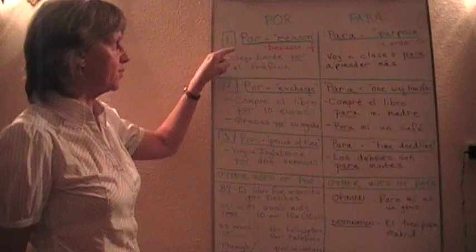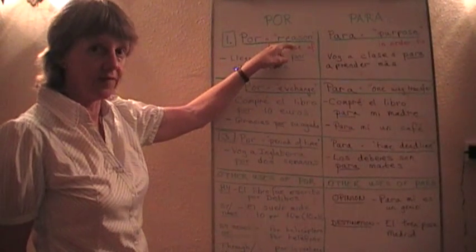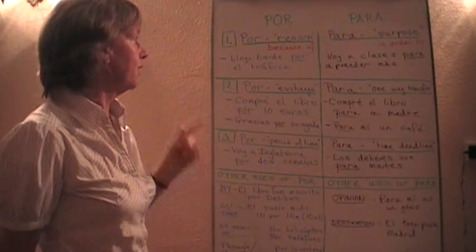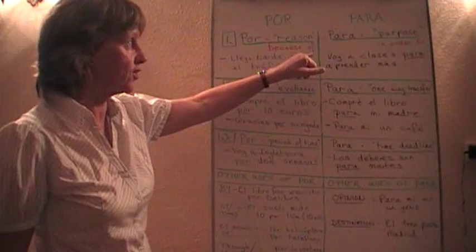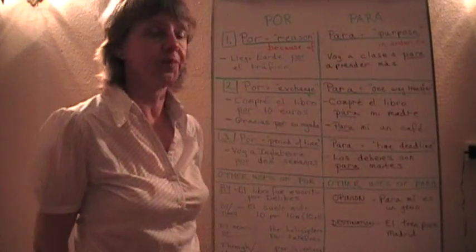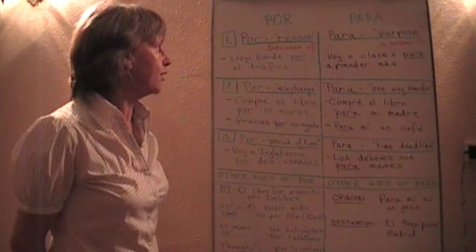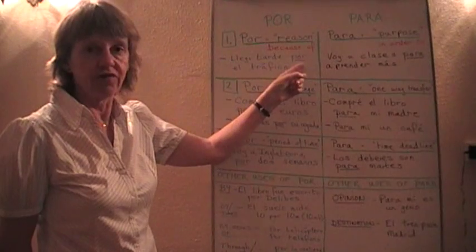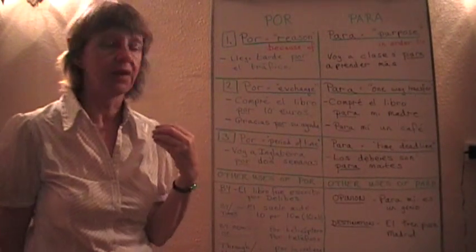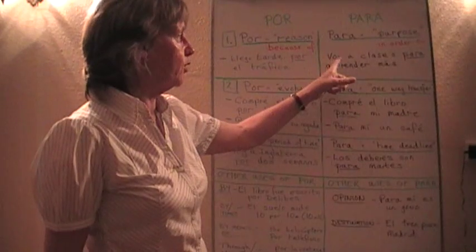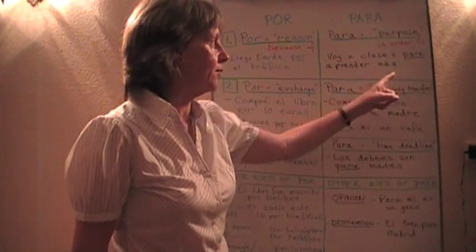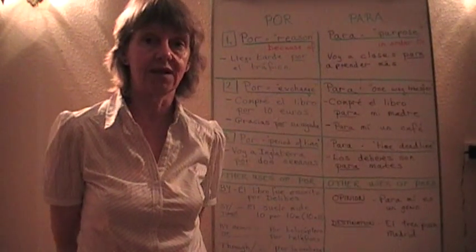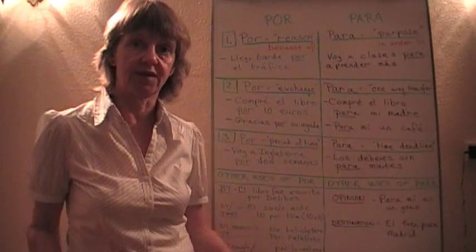The first difference is por meaning reason for something as opposed to para meaning the purpose for something. We can also understand this as por meaning because of, para meaning in order to. And here's an example. Llego tarde por el tráfico. That means I arrive late or I'm late because of the traffic, for that reason. And you can contrast this with voy a clases para aprender más. I go to classes in order to learn more. So that's the first basic difference in focus, reason and purpose.